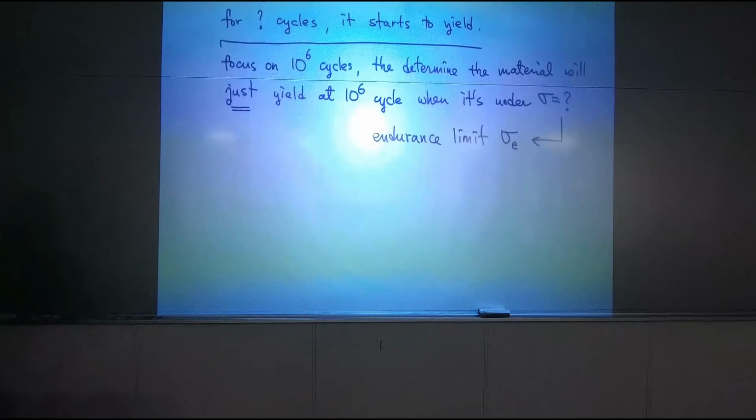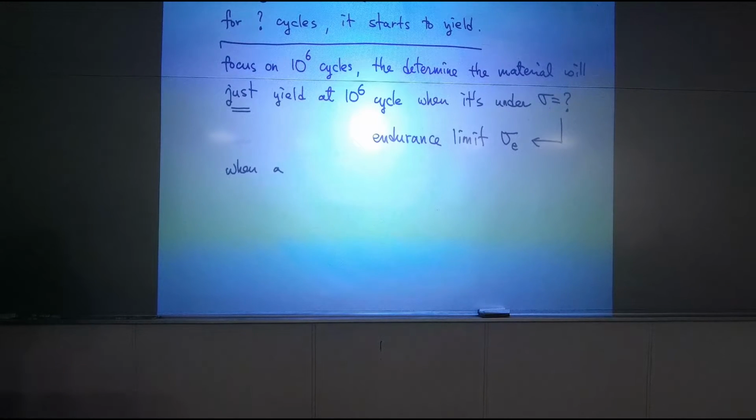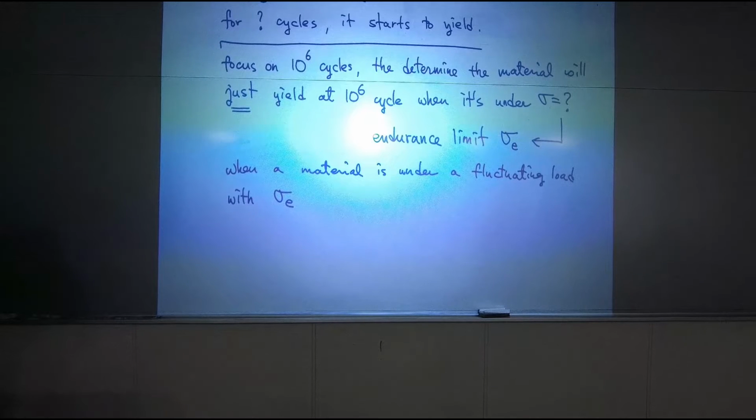Okay, so let me write it down. What does it mean? When a material is under a fluctuating load with sigma E, it will yield at 10 to the power of 6 cycles. I should say at, not for.